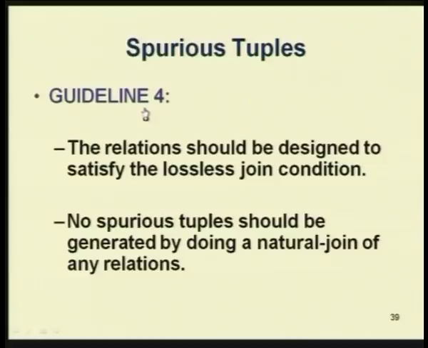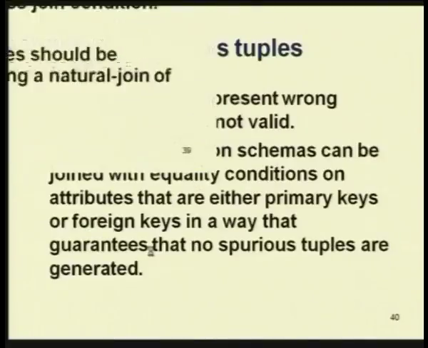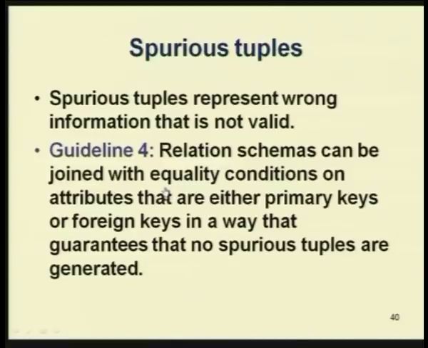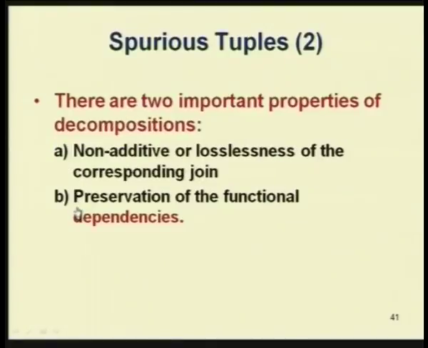So, guideline 4 says the relation should be designed to satisfy the lossless join condition, and no spurious tuples should be generated by doing a natural join on any of the relations. So, relation schemas can be joined with equality conditions on attributes that are either primary keys or foreign keys in a way such that no spurious tuples are generated.